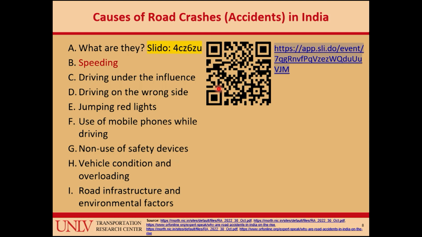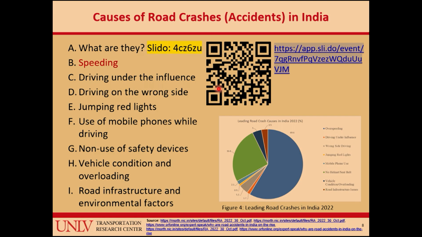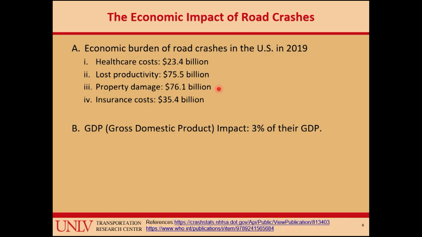Driving under the influence, driving on the wrong side, and jumping red lights seem to have a much higher proportion. And non-use of safety devices and use of mobile phones. One is distracted driving, and non-use is blatant disregard for their lives and other people's lives. The road infrastructure and environmental characteristics come way down, lower down in terms of the true causes for factors. These are based upon analysis of crashes and their outcomes, and this is just a pie chart showing this.